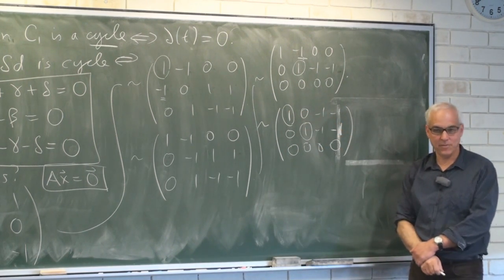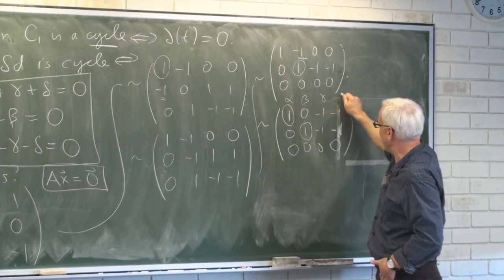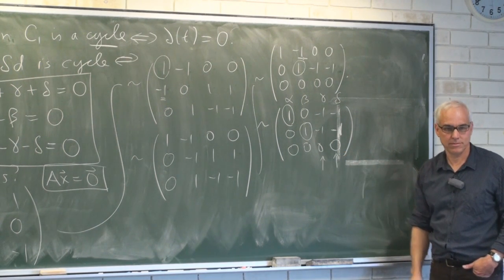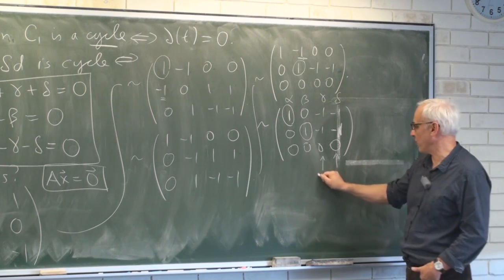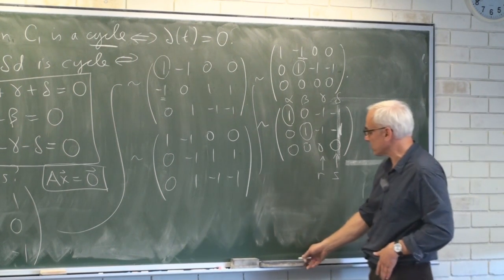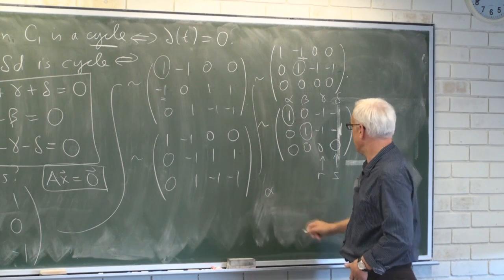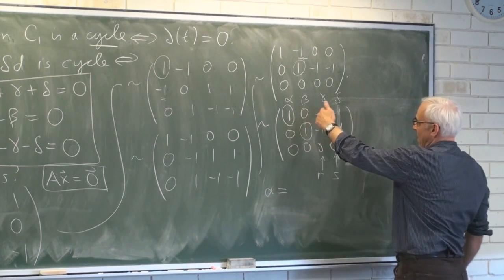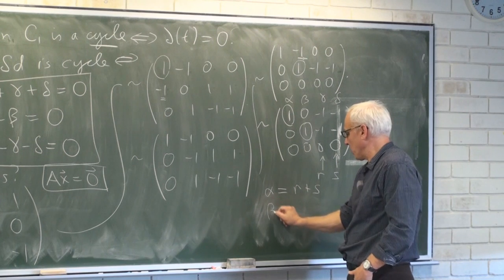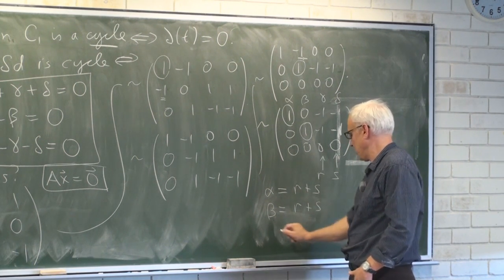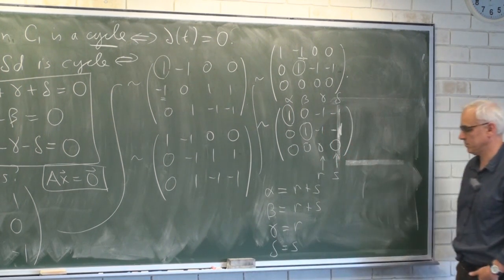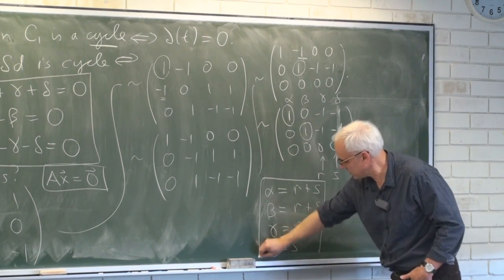There are some pivot entries. That means that over four variables, alpha, beta, gamma, and delta, these ones here are parameters. Let's call the parameters R and S. So if we then solve in terms of those parameters, the first equation is alpha minus R minus S equals 0, so alpha equals R plus S. The next one is beta equals, same thing, R plus S. Gamma, we said, is equal to R, and delta is equal to S. So those are all the solutions.